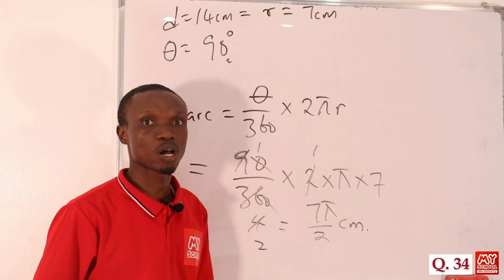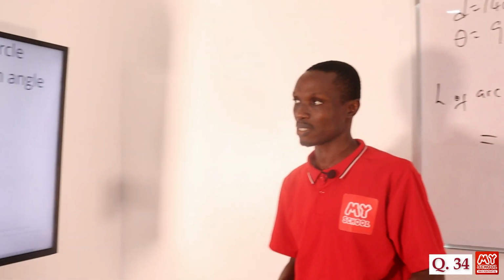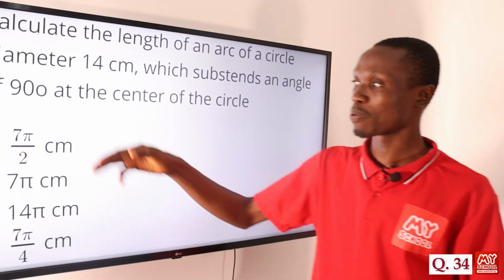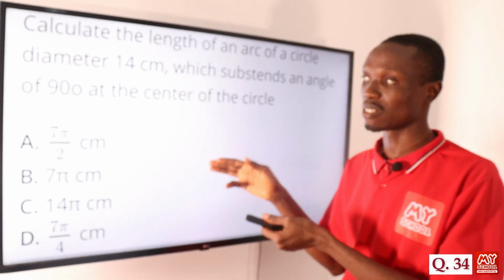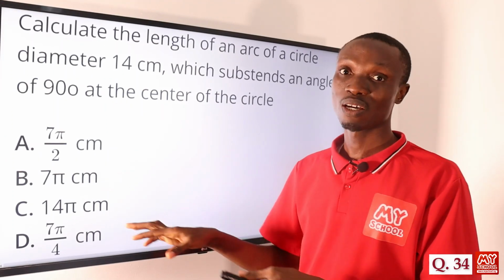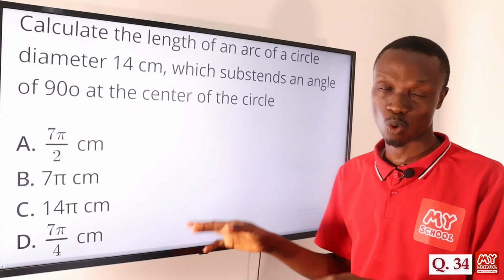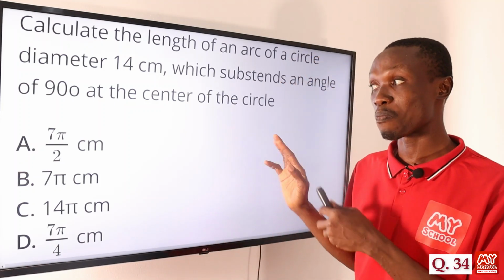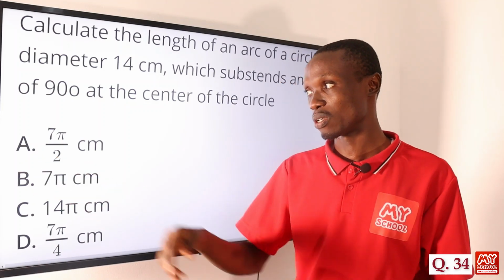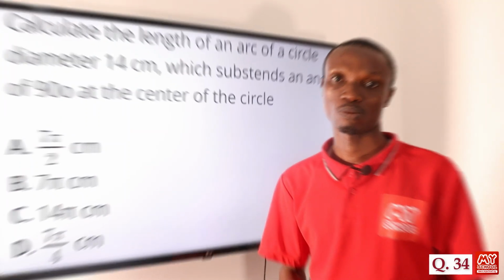Let's move over to the screen to pick the correct answer to this question. Mind you, from the options, you can see that the answers are left in terms of pi. That is why our final answer is 7 pi over 2. So that makes option A the correct answer to this question.